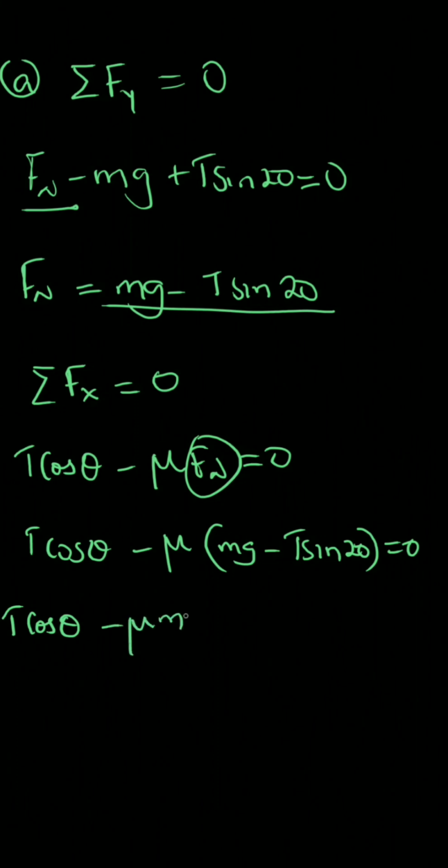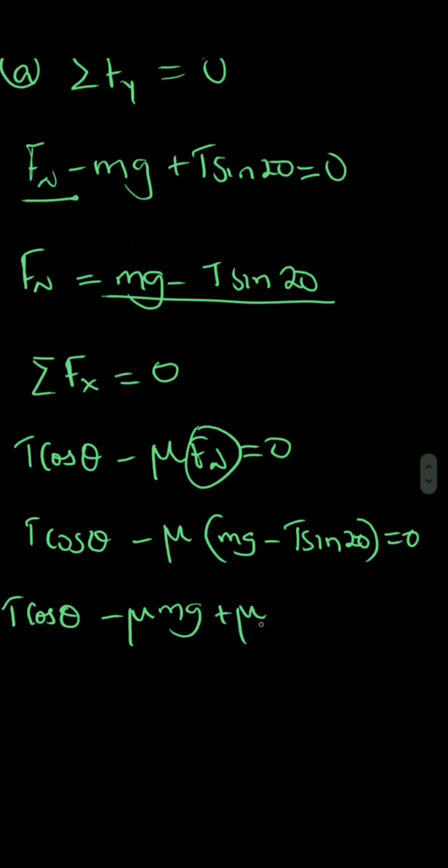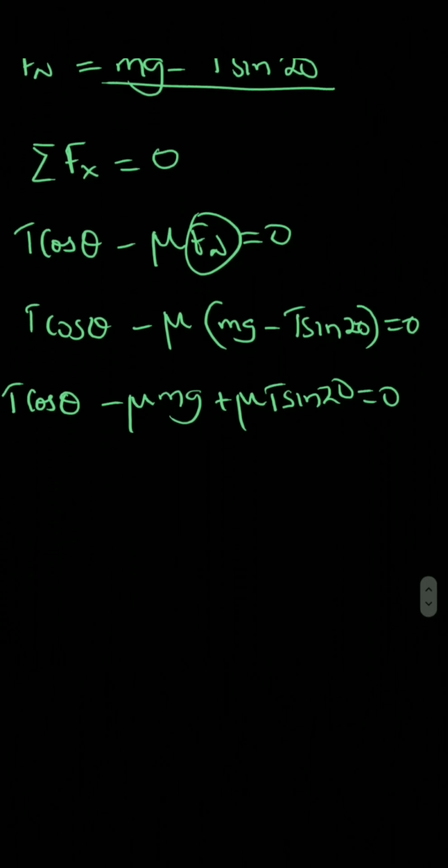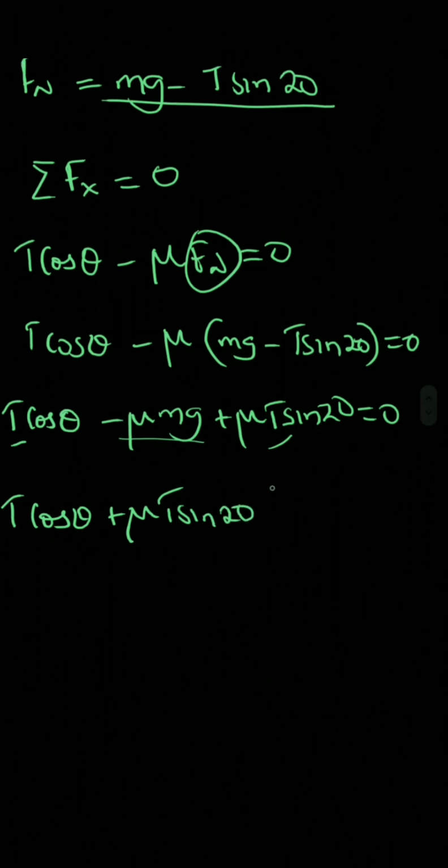Then we're going to multiply the mu with what is inside parentheses. This will be mg, then plus mu, which is the coefficient of kinetic friction, times T sine 20 equal to 0. Now here, if you look at this, only two terms of tension, so that one will be taken to the right. So we're going to get T cos theta plus mu T sine 20. So this would be equal to positive mu mg.